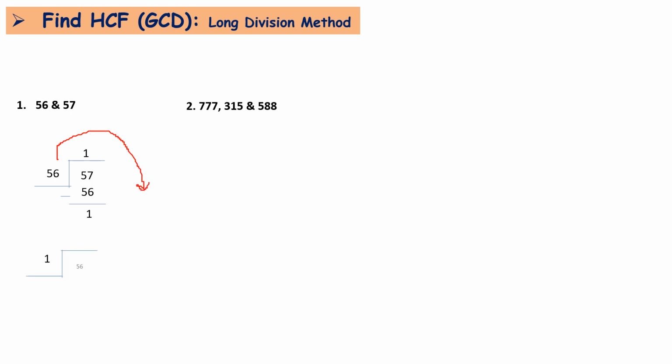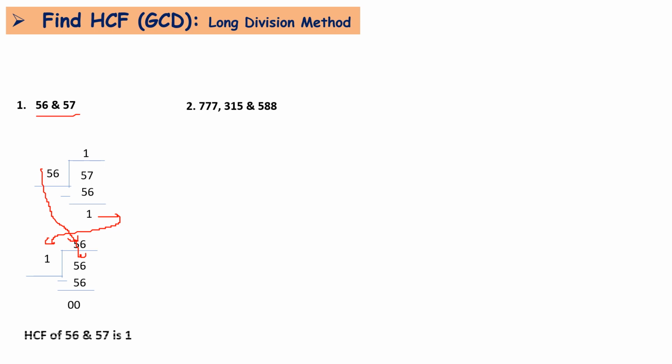So this is how it becomes 56. So we proceed till we get the remainder 0. So this is how you should proceed. You should proceed till you get the remainder 0. This remainder now becomes the divisor and this divisor becomes the dividend. Okay, so HCF of 56 and 57 is the last divisor that you have, that is 1.